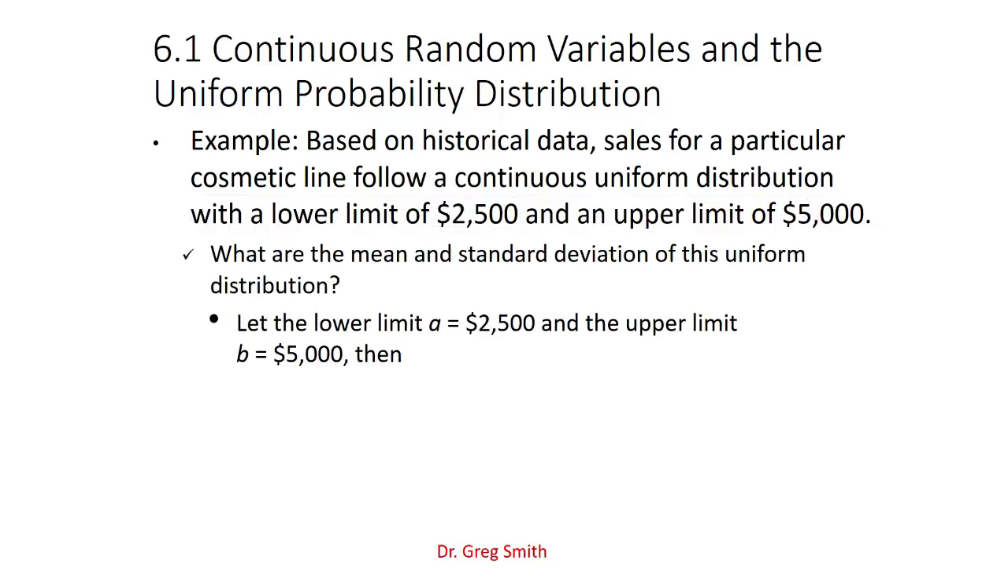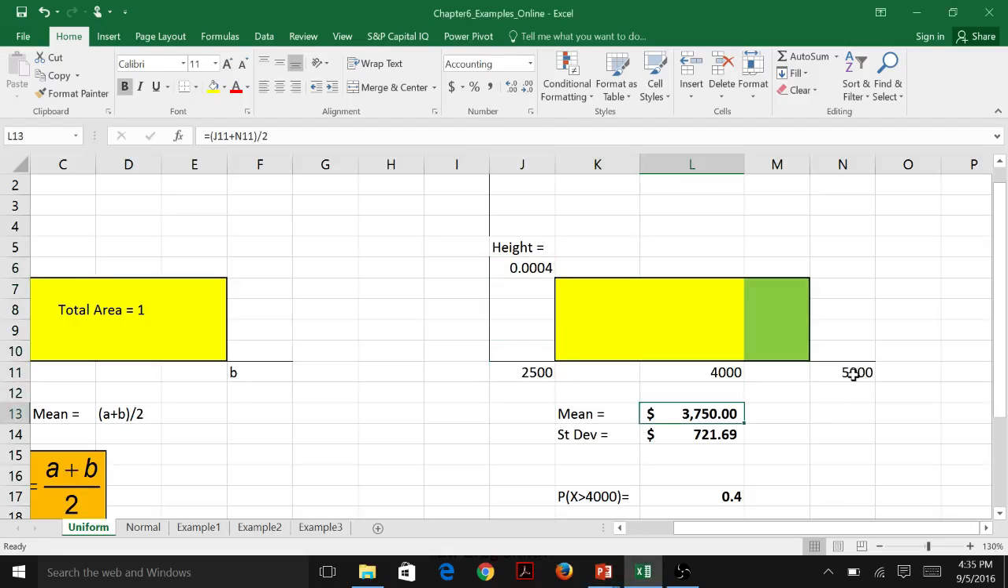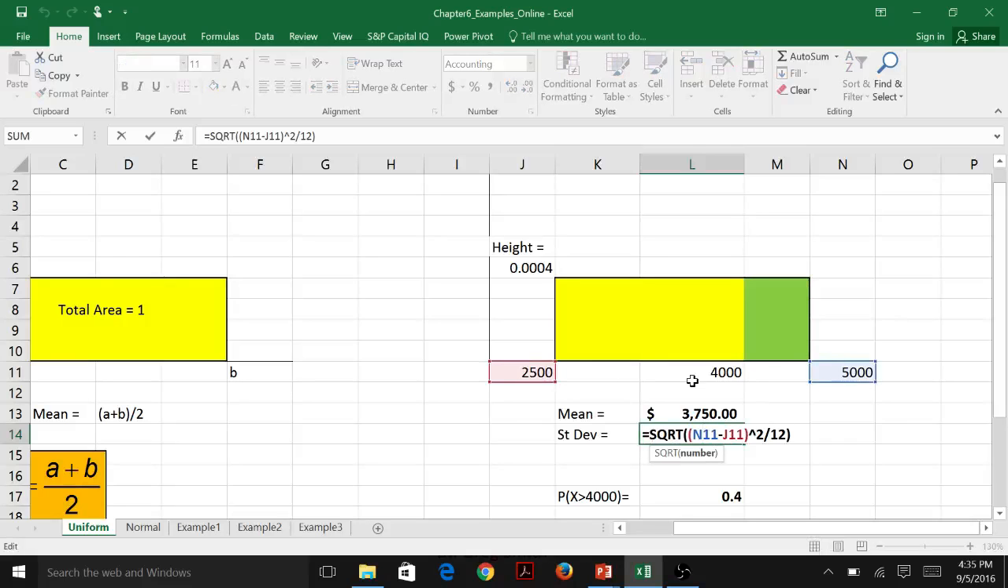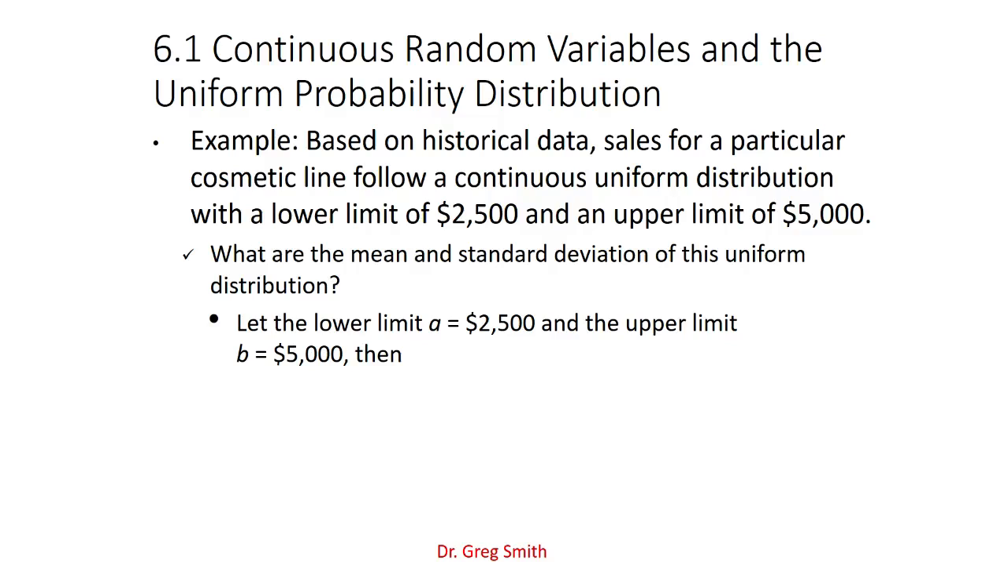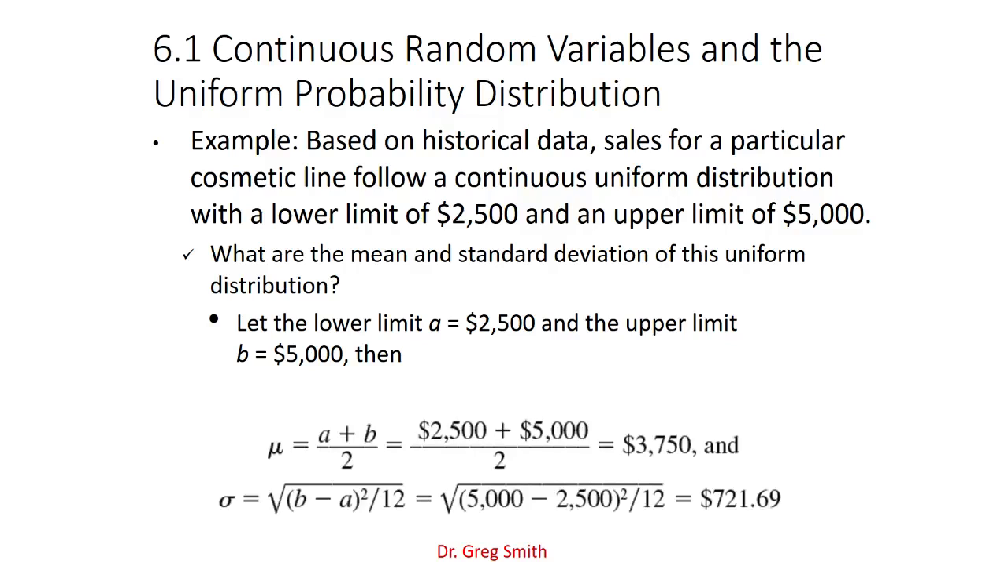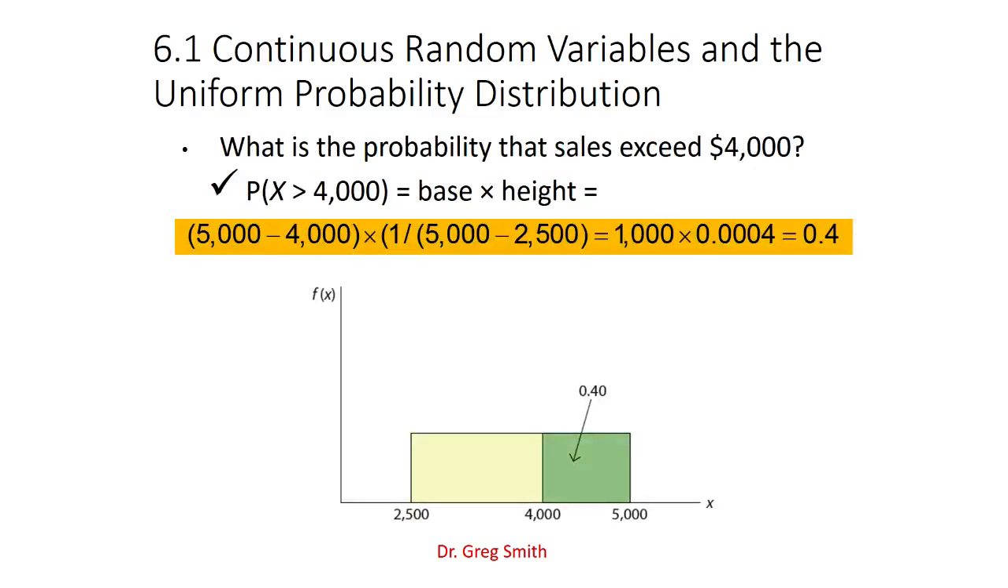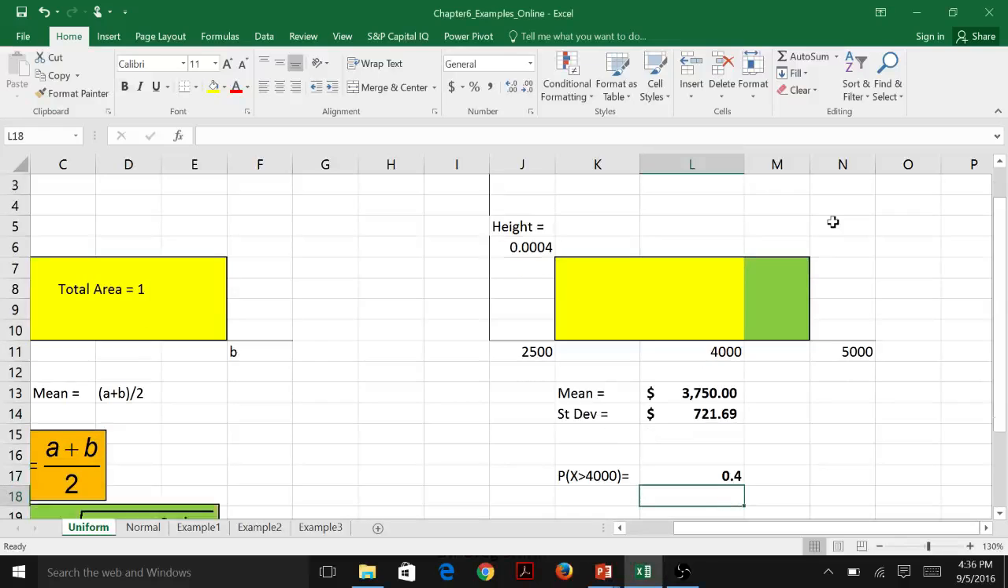So the mean, standard deviation, well, the mean's pretty simple. You take the low and the high. Standard deviation, you take the square root of the difference squared divided by 12. Pretty straightforward, right? Not difficult. If I want to know what's the probability that sales exceed $4,000, X is greater than 4,000, I'll take the height and multiply by the difference, since it says exceed 4,000, 5,000 minus 4,000, times the height, and you get a 40% chance of that happening.